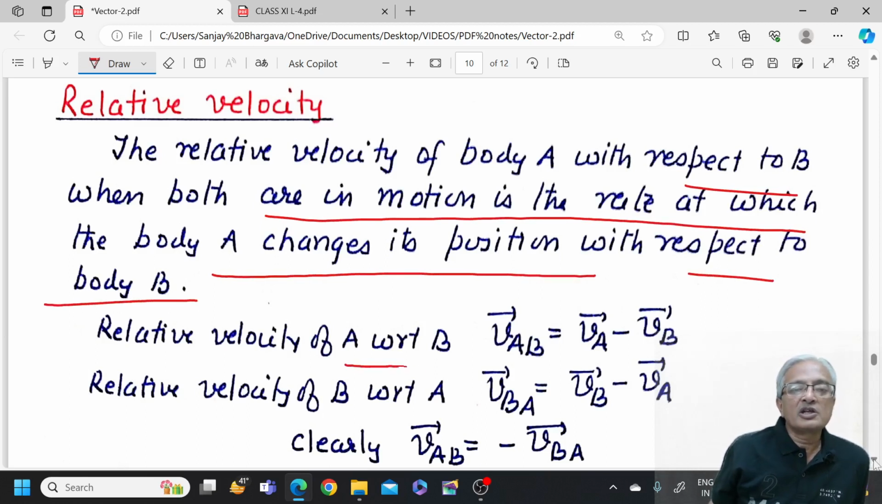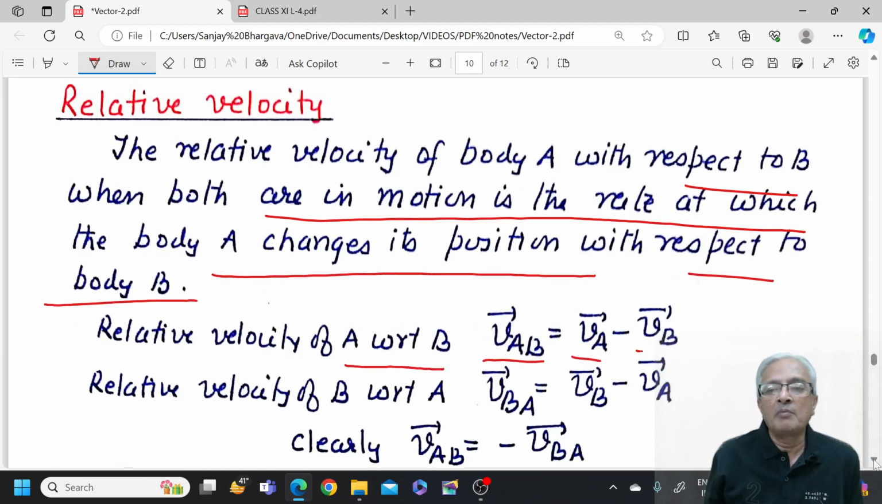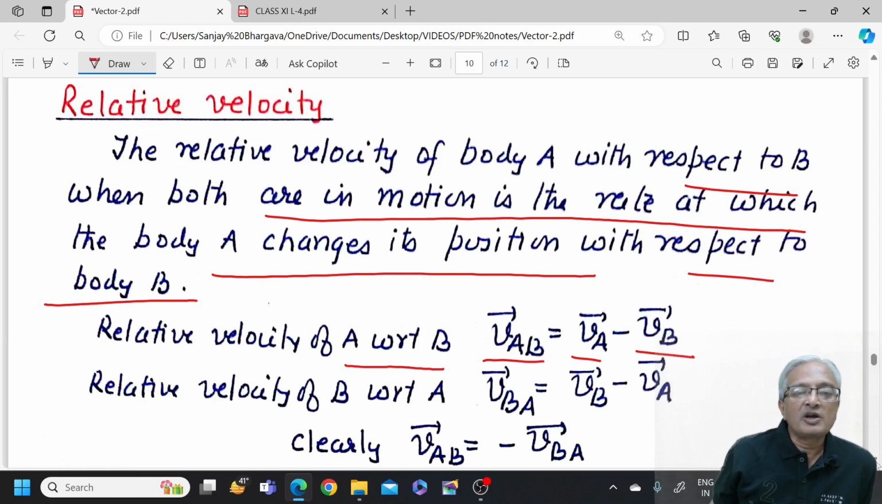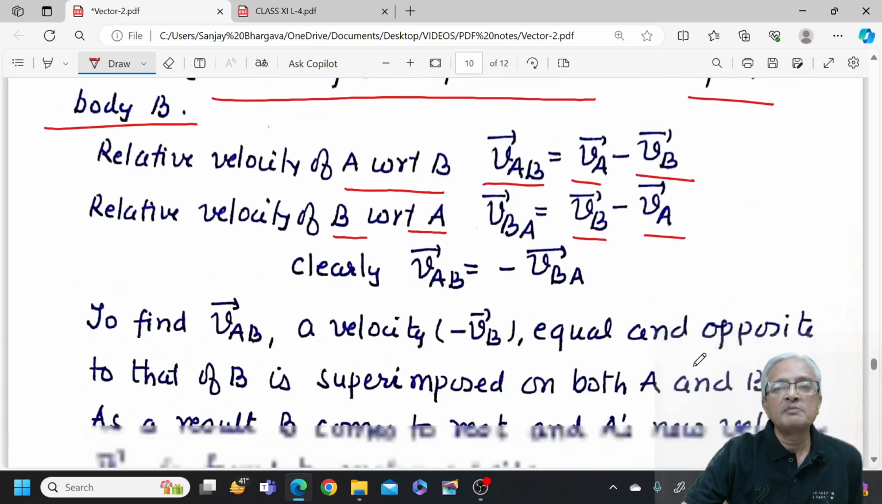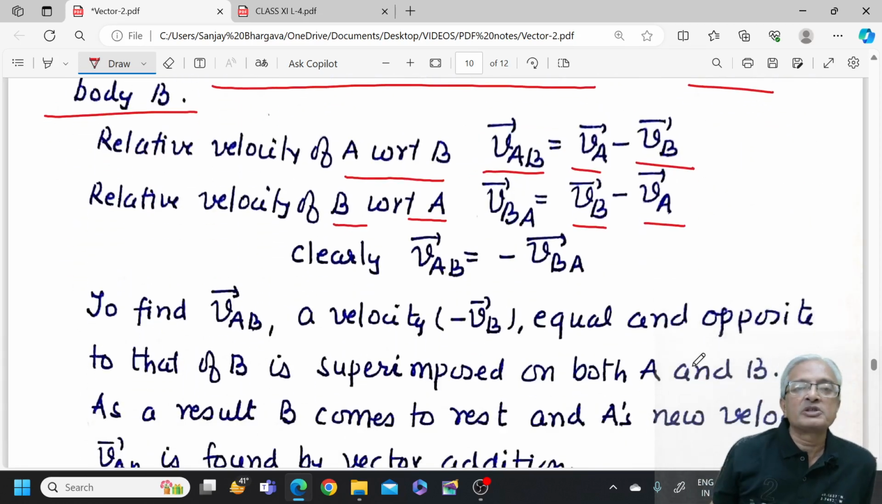So relative velocity of A with respect to B, VAB, is VA minus VB. Relative velocity of B with respect to A is VB minus VA. And if you observe both of them, both are equal in magnitude, opposite in direction. Therefore, I write VAB is equal to minus of VBA. How do I find VAB?